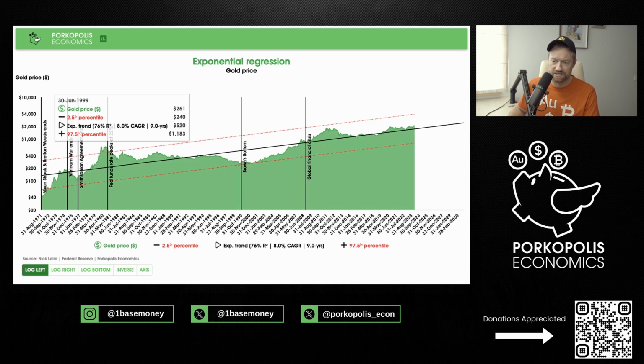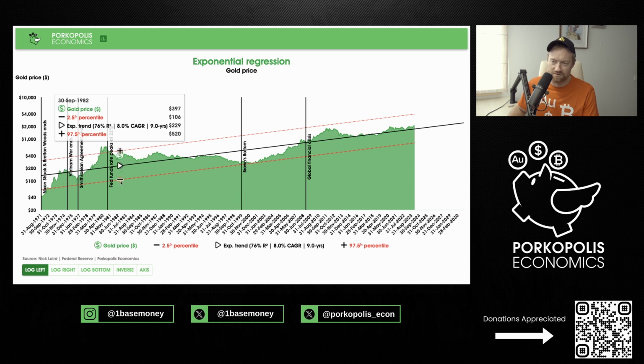Okay, so there you see in the tooltip, 8% CAGR. What is that? Compound annual growth rate, 8%. And right next to it, I also have 9 years. So 8% compound annual growth rate translates into a 9-year doubling of your principal, of your base. So that means that this exponential trend line of gold at 76% R squared will double every 9 years, or an 8% per year compound annual growth rate.